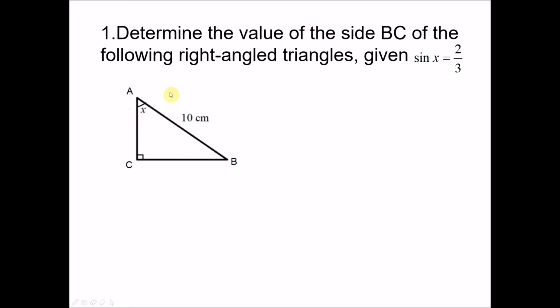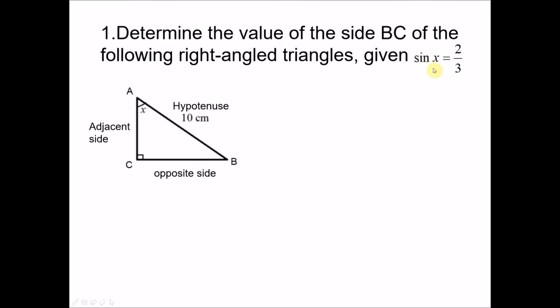Since this is a right-angled triangle, this side here, which is the longest side opposite to the right angle, is the hypotenuse. And if this is the reference angle x here, this side here will be the adjacent side, and this side here, which is opposite to the angle, will be the opposite side.